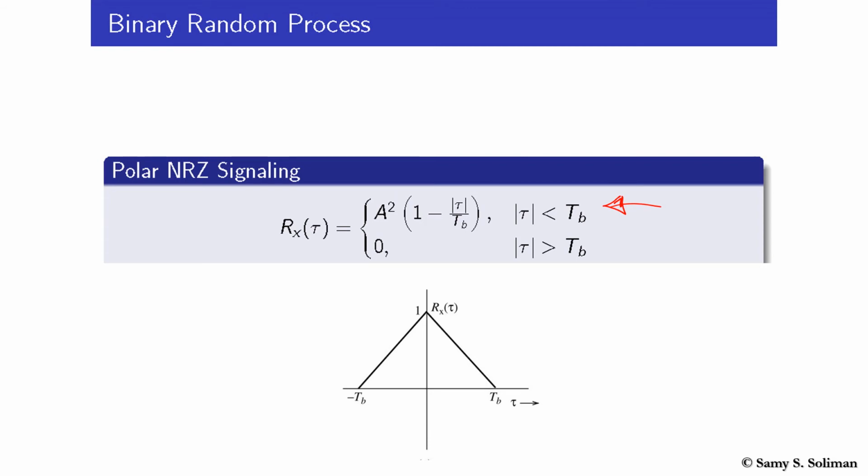And if we plot such autocorrelation function, we have this triangular shape. Of course, it has all the properties that we discussed before about autocorrelation functions. It is an even function. It is a real function. Its peak is at tau equal to 0, and it is a non-increasing function.